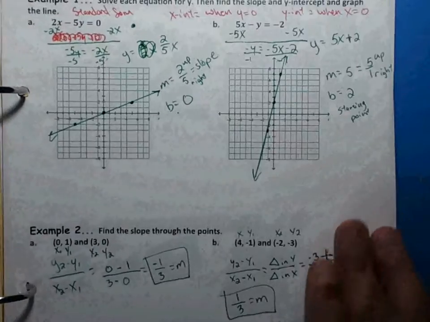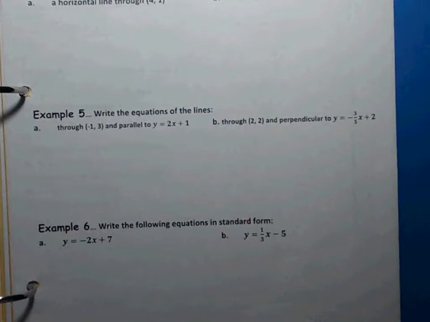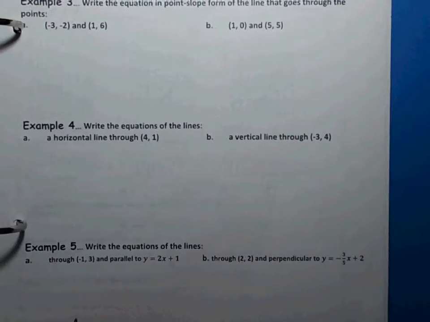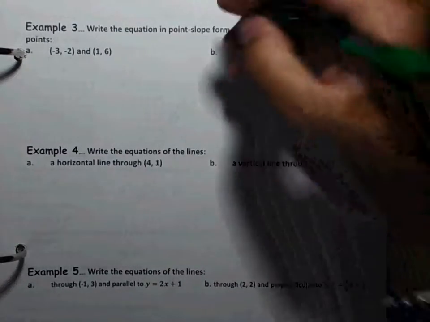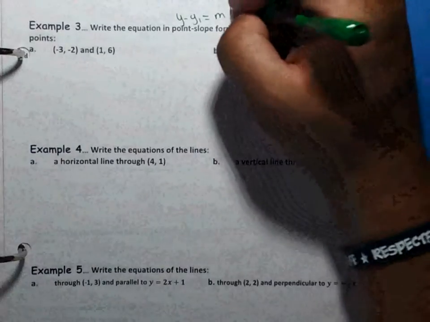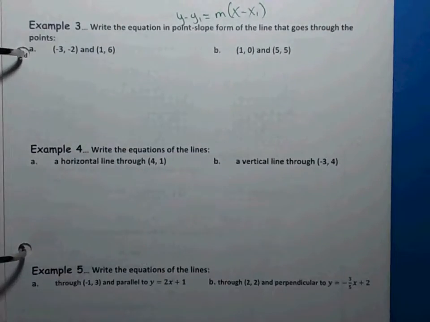Alright, let's go on to example 3. Example 3 says write the equation in point-slope form of a line that goes through these 2 points. Point-slope form is y minus y1 equals m(x minus x1). It's called point-slope form because you need 2 things. Somebody raise your hand and tell me, what 2 things do you need?